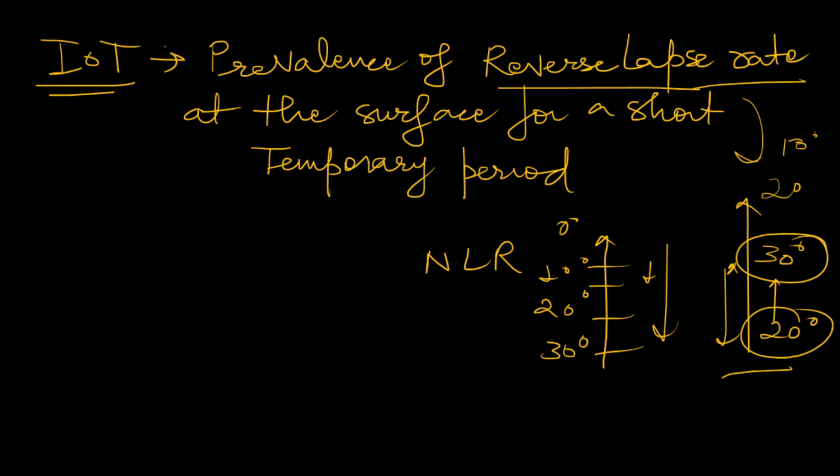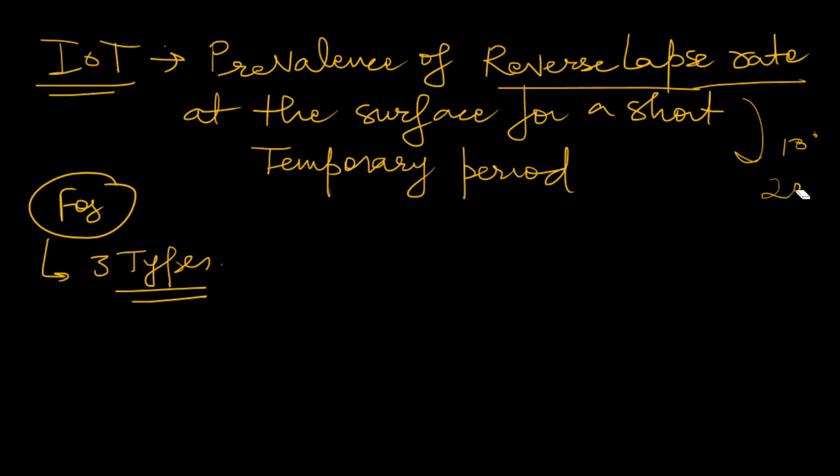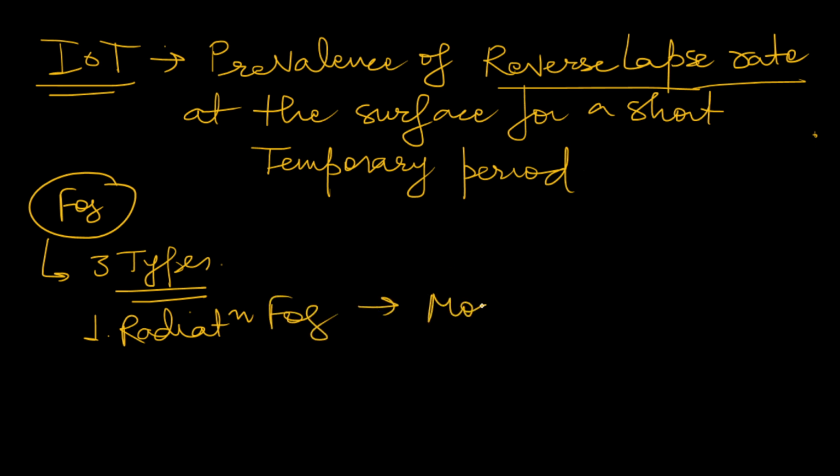Now when it comes to fog, there are actually three kinds of fog. I hope you understand the concept of normal lapse rate and reverse lapse rate. The first one is radiation fog. These are the most common fog, and you can easily find them early morning.